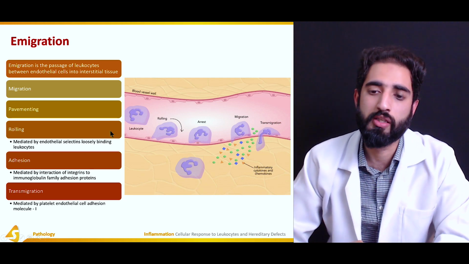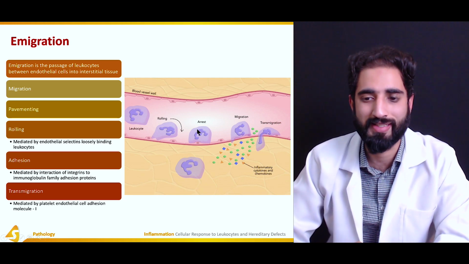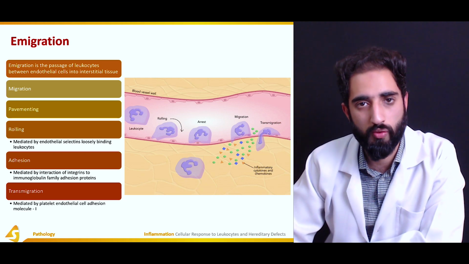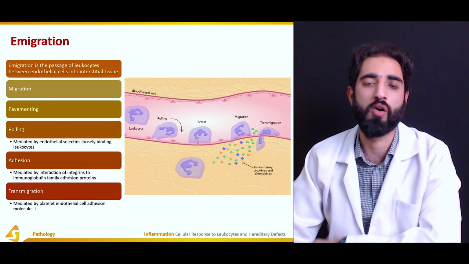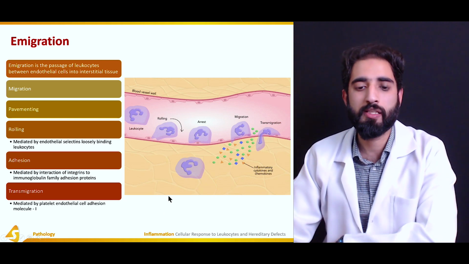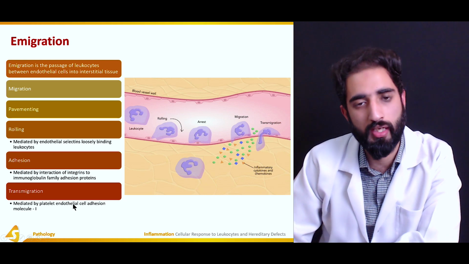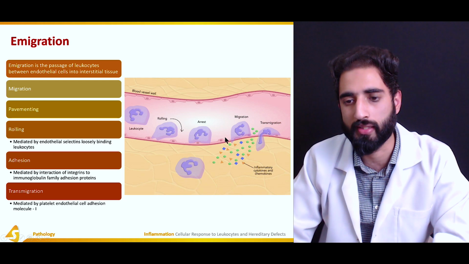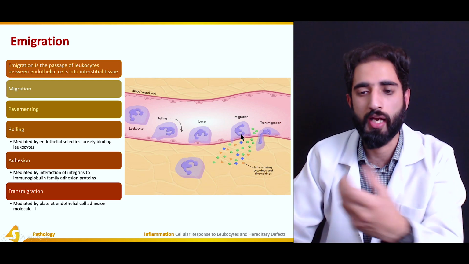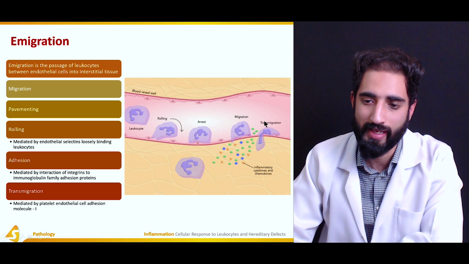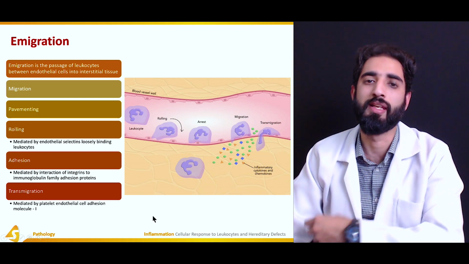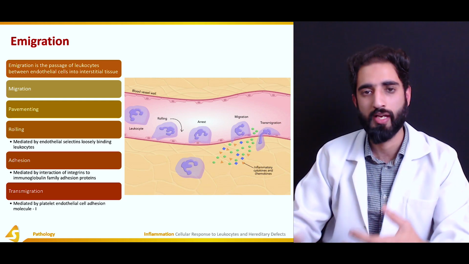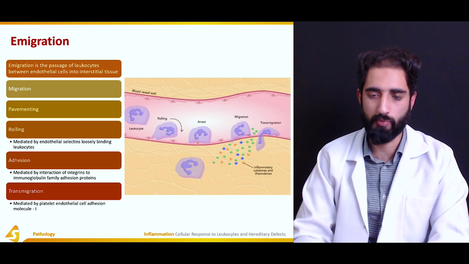Now during the arrest or adhesion, the cell has become stationary. Then the last part of emigration occurs, which is known as transmigration. It is mediated by platelet endothelial cell adhesion molecules, which results in the movement of the leukocyte from the lumen of the blood vessel into the tissue where the inflammatory process is occurring or where the injury has just occurred. So this is known as emigration.